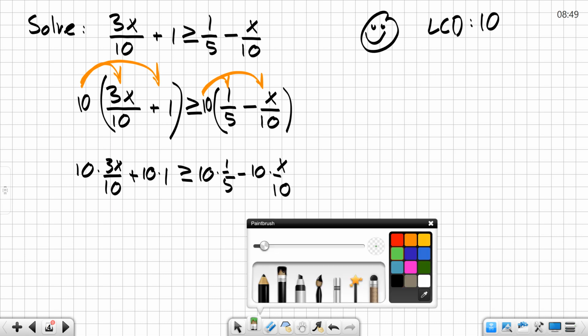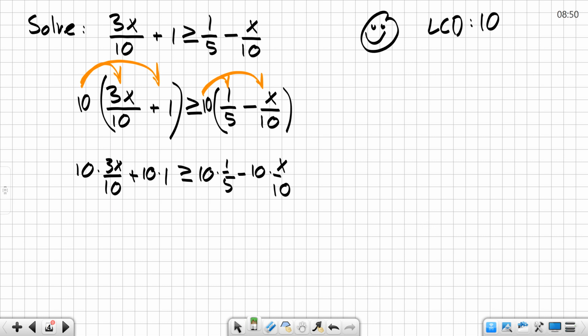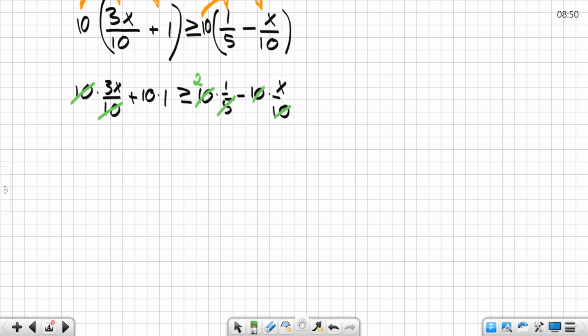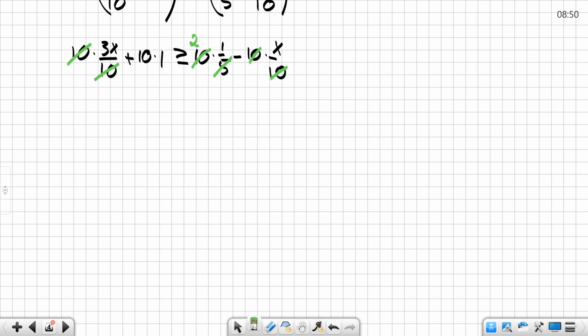And now it becomes crystal clear why we multiplied everything by 10. Because look, the things that made us unhappy are going to cancel out. So what I have now is a linear equation without any denominators. Let's collect what we have left. 3x plus 10 times 1, there was no denominator, is greater than or equal to 10 divided by 5 was 2. 2 times 1 is still just 2, minus x.